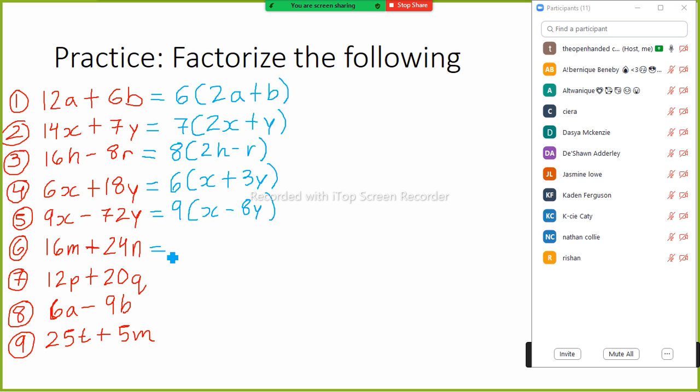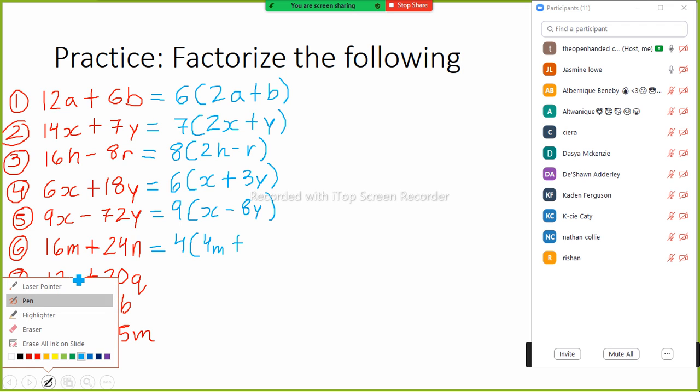Number 6. Deshaun. Oh, I didn't get to finish that one. Okay. Go ahead, Jasmine. 4, bracket 4m plus 6n. 4m plus 6n. We could use something bigger than 4. Think bigger than 4. We could go into 16 and m.